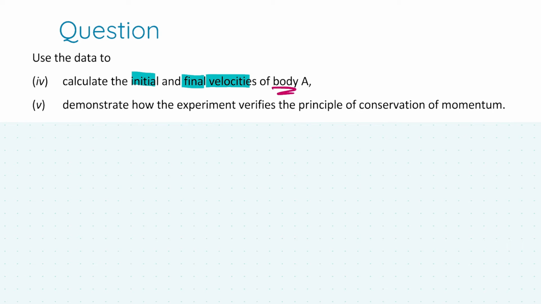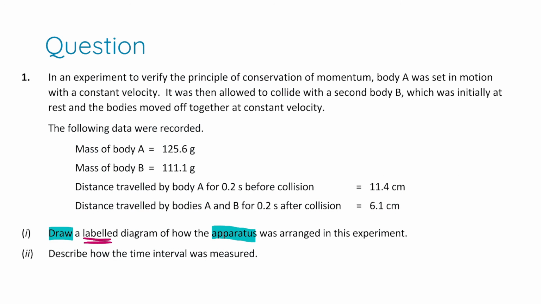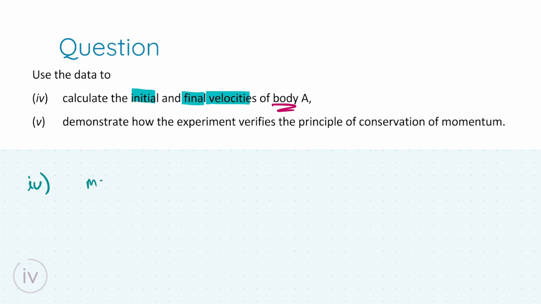In order to find the velocity before and after the collision, we must use the information given to us in the question. What we know is that the mass of body A is 125.6 grams. We also know the mass of body B, which is 111.1 grams. And finally, we know the distances travelled before and after the collision. We are going to use these in our calculations to find the velocity before and the velocity after the collision. I always find it personally helpful to write down the information that we have at the start of the question down near where we're doing the calculations.